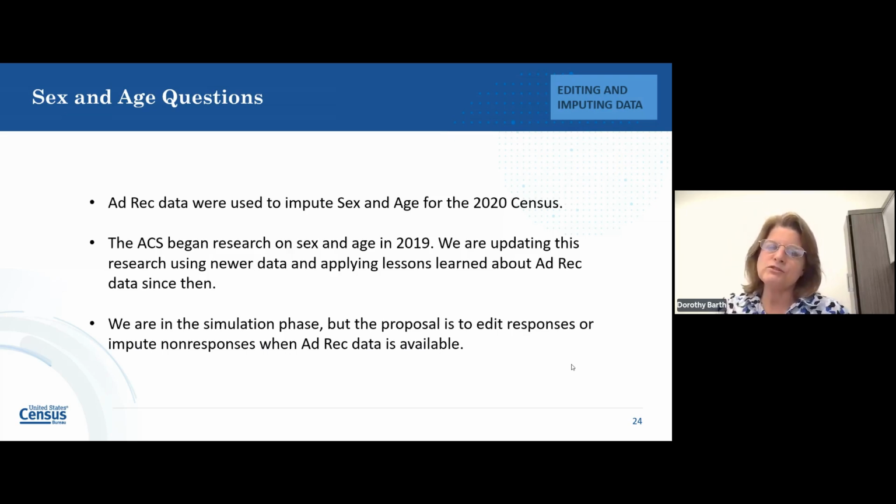We did do some research in 2019 on this, but we want to update that research. We've got newer data now. We've got 2020 census. We've got newer ACS data. So we're going to use those and apply some lessons learned for a new simulation. Since we're still in the simulation phase, our idea is that we may use them to edit responses, but more probably we'll use them to impute non-responses for sex and age.